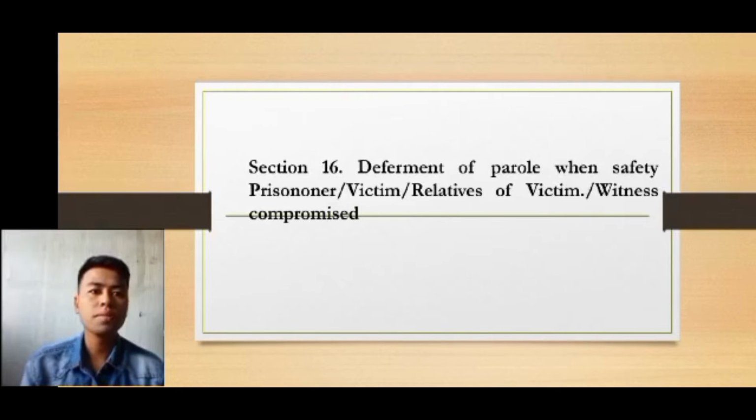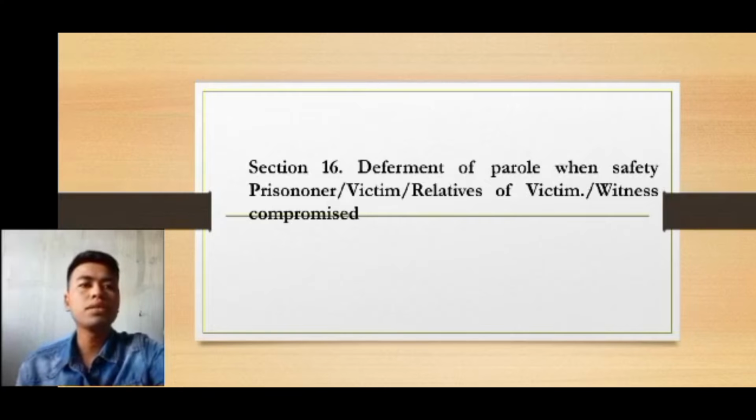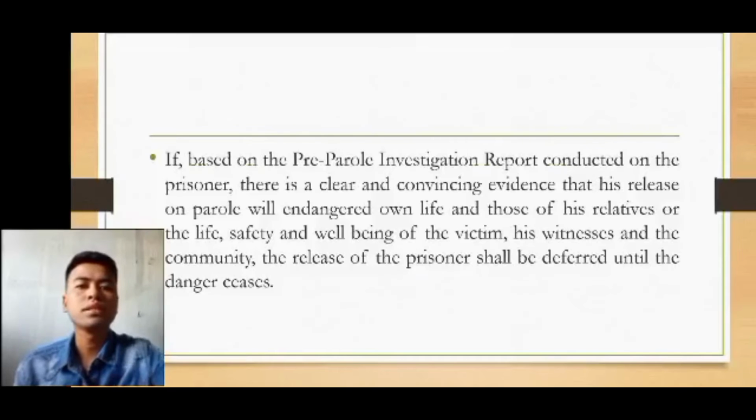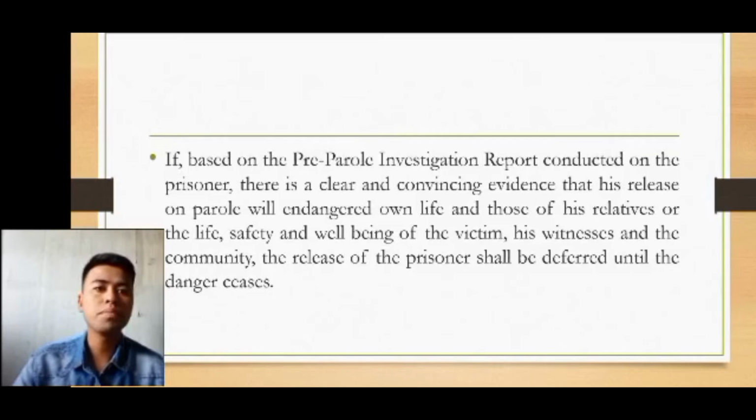Deferment of the parole when a safety prisoner, victim, relatives of victim, or witness is compromised. The definition of this section is: if the parole investigation report conducted on the prisoner shows clear and convincing evidence that his release on parole will endanger his own life and those of his relatives, and the life, safety, and well-being of the victim, his relatives, his witnesses, and the community, the release of the prisoner shall be deferred until the danger ceases.